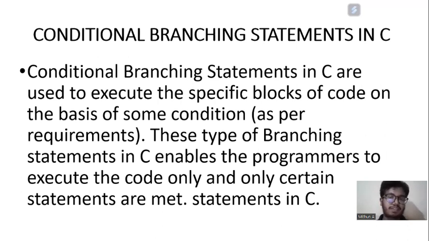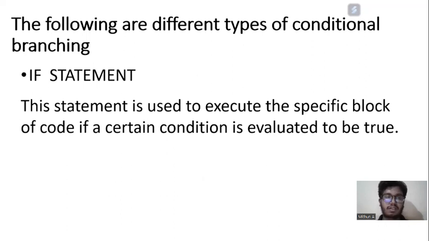Conditional branching statements in C are used to execute specific blocks of code on the basis of some condition as per requirements. These types of branching statements enable programmers to execute the code only when certain conditions are met. The following are different types of conditional branching. If statement. This statement is used to execute a specific block of code if a certain condition is evaluated to be true.